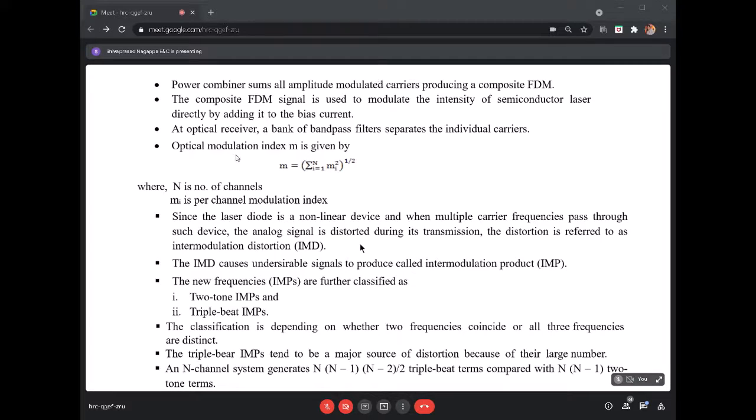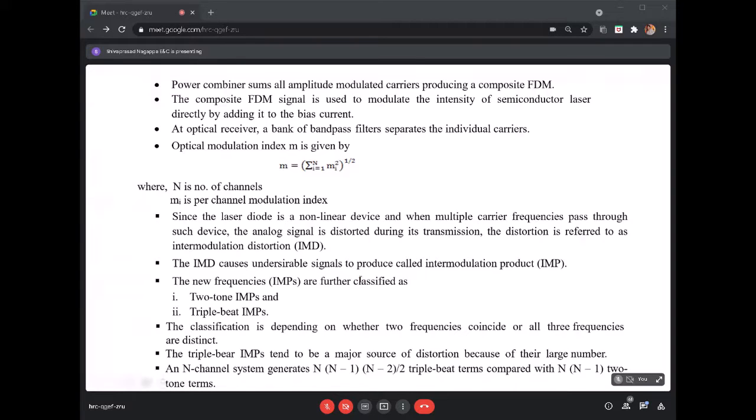The signal gets distorted. So the distorted signal, which we call intermodulation distortion, arises due to the conversion. So there will be a distortion, and that distortion signal we call intermodulation distortion. Fine. As the name itself says, this IMD causes undesirable signals, which produce the intermodulation products.